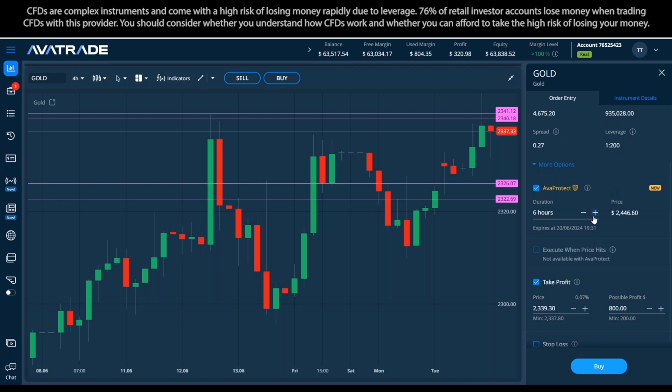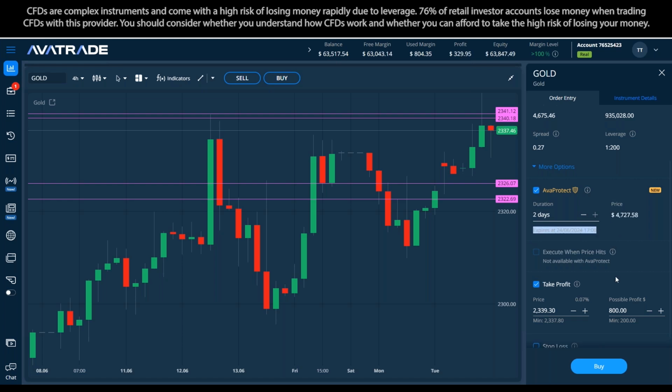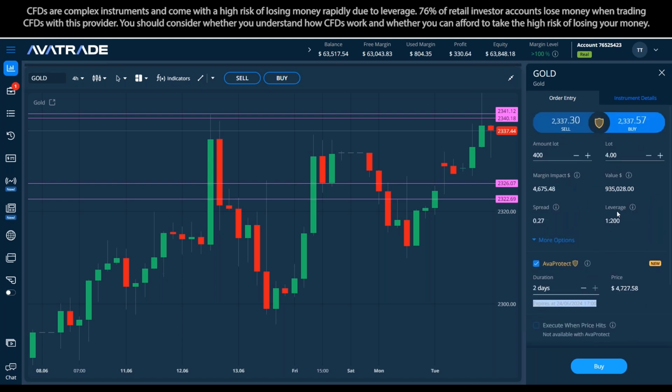I can protect by the hour or by the day. If I do one day's protection, that goes through tomorrow. If I do 2 days protection, that takes me through the weekend to Monday. I'm protected, and I can be really patient with this move, whether I'm buying or selling, whatever you decide to do. If you're going with the buy signal, you'd buy.